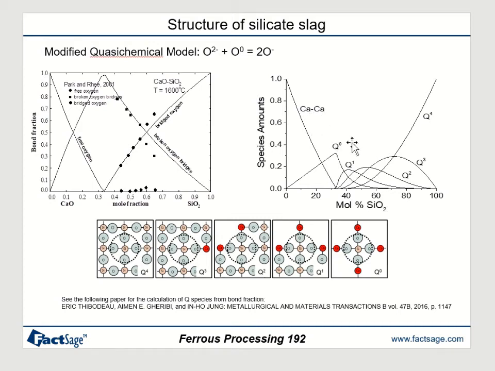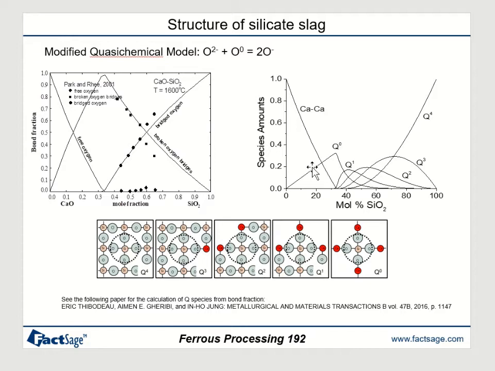Some of you may not be very familiar with Q species, which are explained in this schematic diagram. Q4 is a Si connected by 4 bridging oxygens. Q3 is where, among the 4 oxygens, 3 are bridging oxygen and 1 is broken oxygen. We call that the Q3 species. Similarly, we can define Q2, Q1, and Q0. This is the Q species information calculated from the bond fraction information by using statistics.